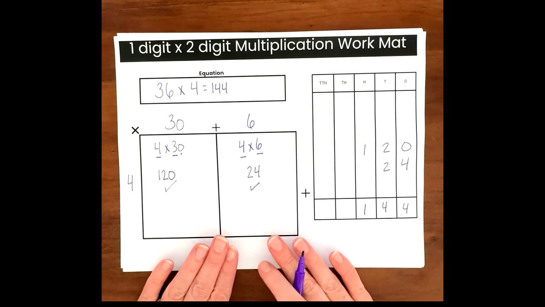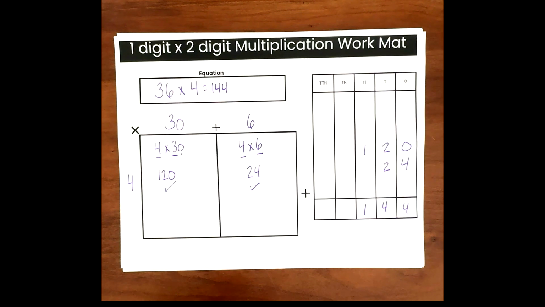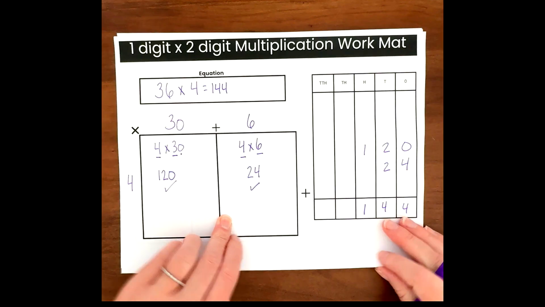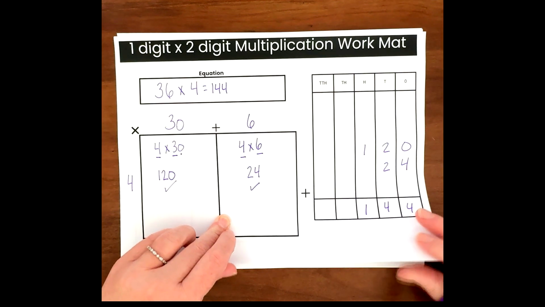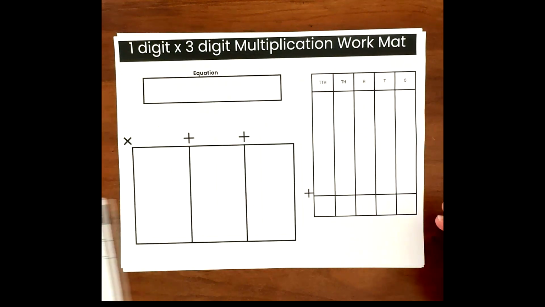This is where we start. This is just teaching the procedures, teaching the routines. This is what we do. Once they have that, then I'm going to move on to the next mat. So this is 1-digit by 3-digit.